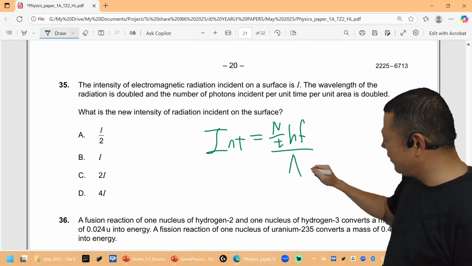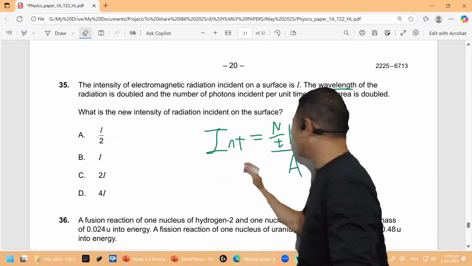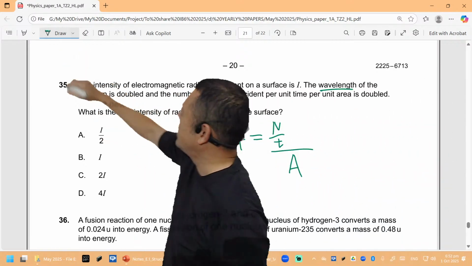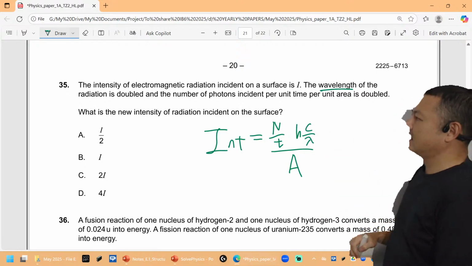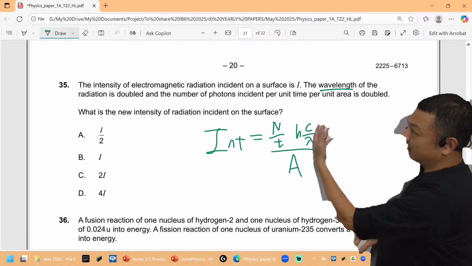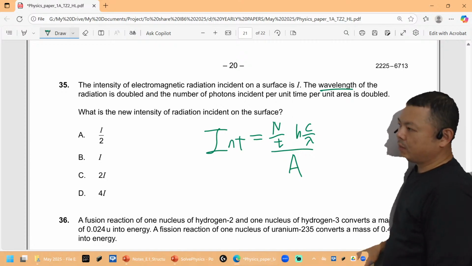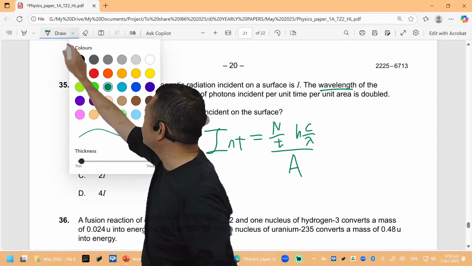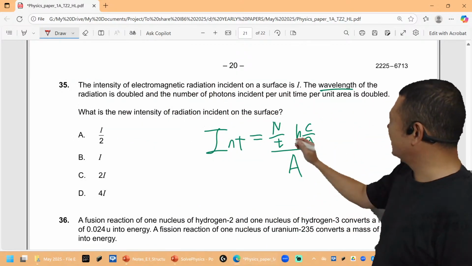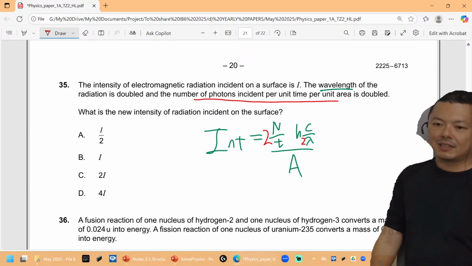HF over area, but they didn't use F because they gave the wavelength, so it's HC over lambda. Right, so I just changed it to HC over lambda, over A. So you double the wavelength, and then you double the photons, they net off. You go back to the same intensity. So it's 2 lambda, you put a 2 at the bottom here, and then there's double the photons, 2 here. Cancel off. You get back to the same intensity again.